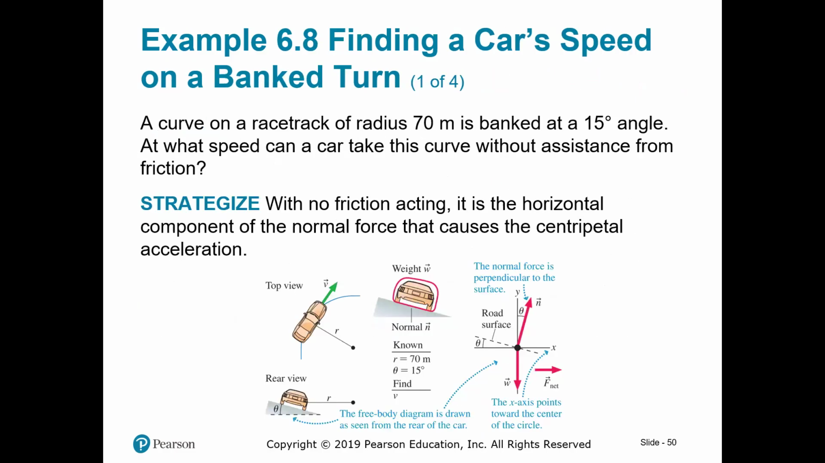The next one is again a similar situation, but this time the car has a turn on a banked road. The curve on a racetrack with a radius of 70 meters is banked at 15 degrees. What speed can a car take this curve without assistance from friction? In this case, we assume there's no friction, right?